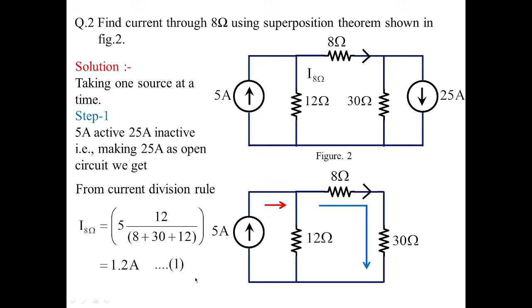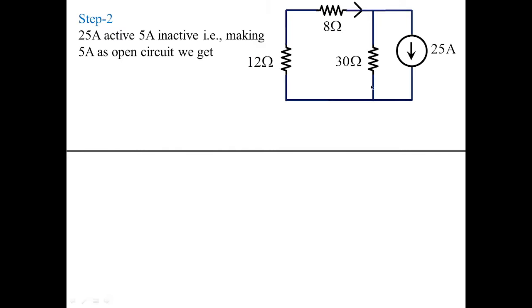I am taking this as resultant 1. Later on I have to take the help of the superposition theorem and sum up all the results to obtain the final result. Now step 2: 25 amperes I am going to make active and 5 amperes inactive, and 5 amperes can be made inactive by open circuiting it. So this is what is done here.